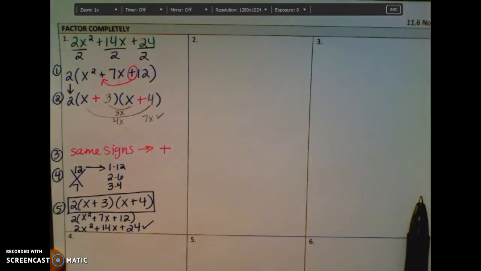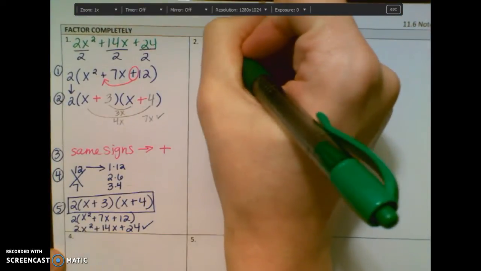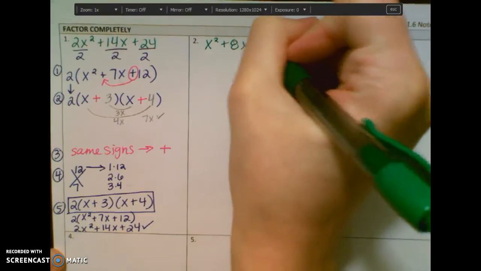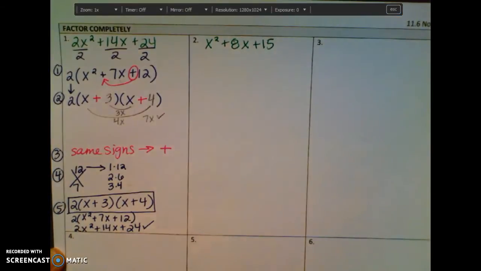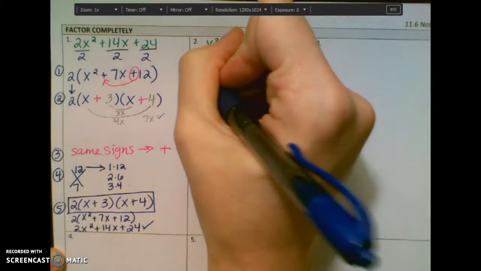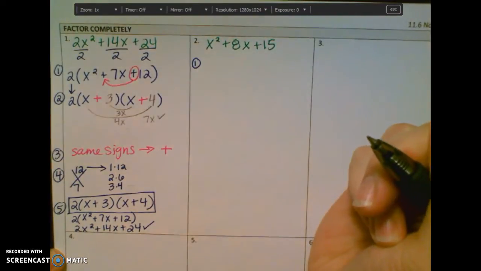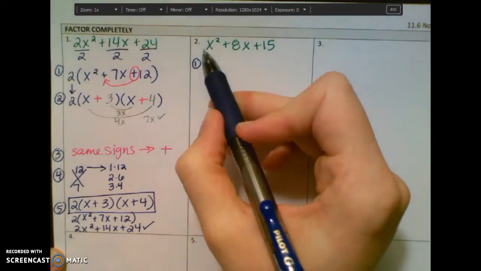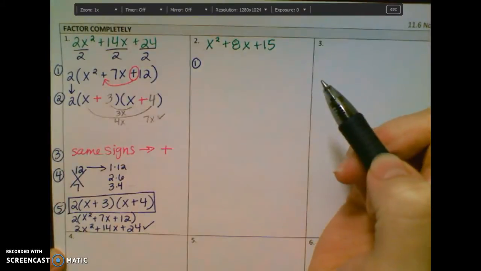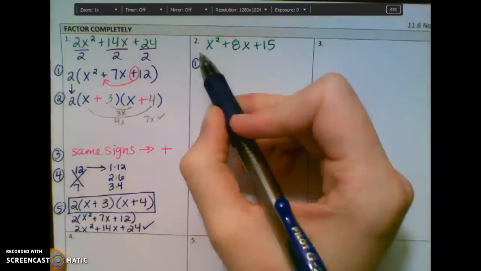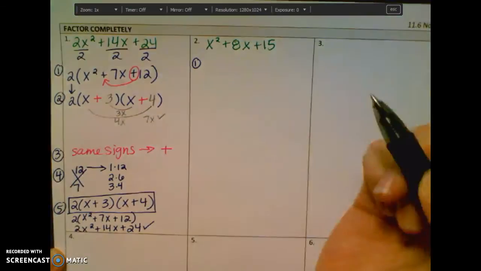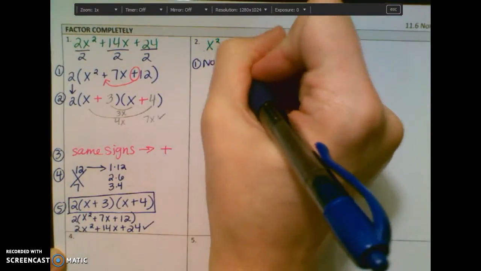Alright, so I know this is a lot to take in, so just hang with me and let's look at another example. What if we have x squared plus 8x plus 15? Our first step is to check for a GCF. Is there anything I can take out of all 3 of these numbers? And the answer is no. There's no number in front that I can take out of everything, so there's no GCF.